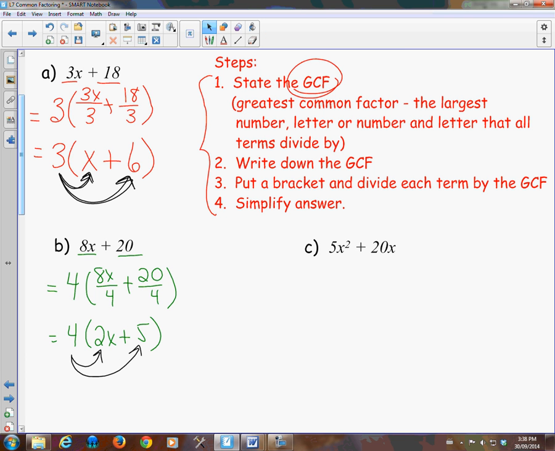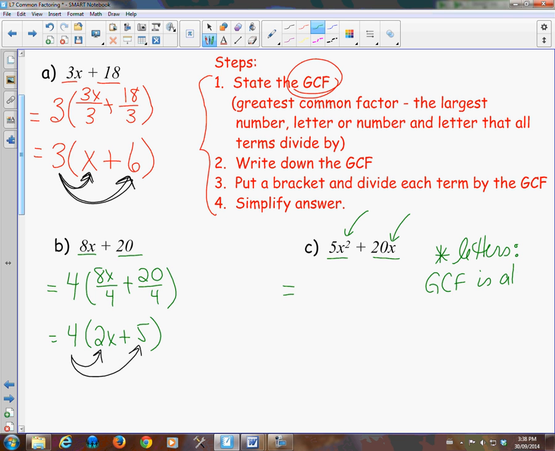Last one. Look at my terms. This time, there is an x in both terms. This one has an x squared, and this one has an x. So the common factor for letters, the greatest common factor is always the lowest exponent. So I have an x squared and an x. The greatest common factor will be x, because the lowest exponent is 1.